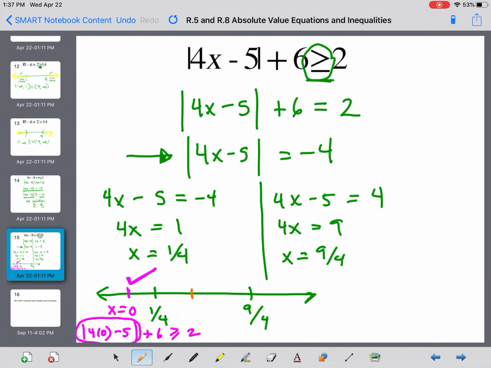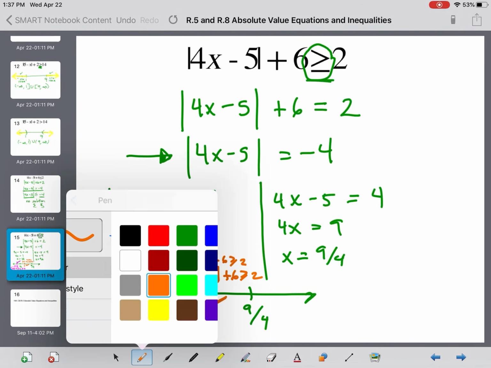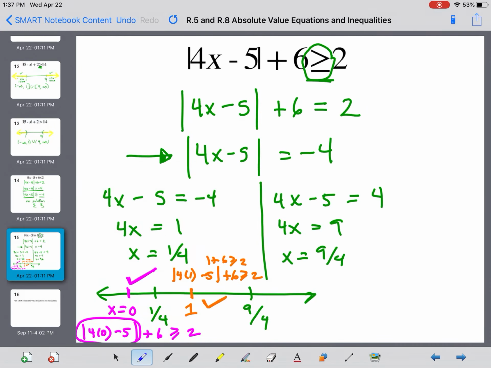Let's go in the middle. Between 1/4 and 9/4, let's pick maybe 1 and see what we get. Is the absolute value of 4 times 1 minus 5, plus 6, greater than or equal to 2? Inside here, that's 4 minus 5, which is negative 1. The absolute value of that is positive 1. So is 1 plus 6 greater than or equal to 2? Absolutely. So this middle interval works as well.